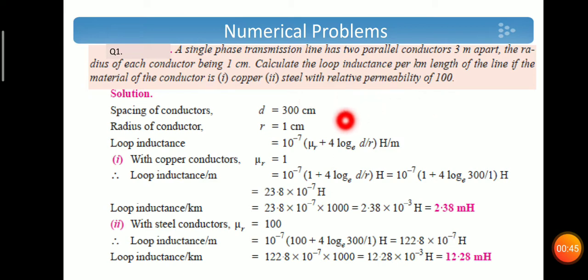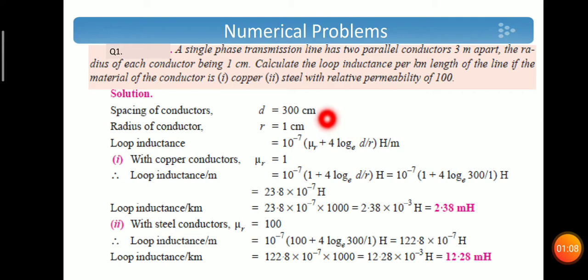Here, a single phase transmission line is given and the distance between the conductors is given as 3 meter, and the radius of the conductor is given as 1 centimeter. So we can write the distance in centimeter as 300 centimeter, and the radius is 1 centimeter.